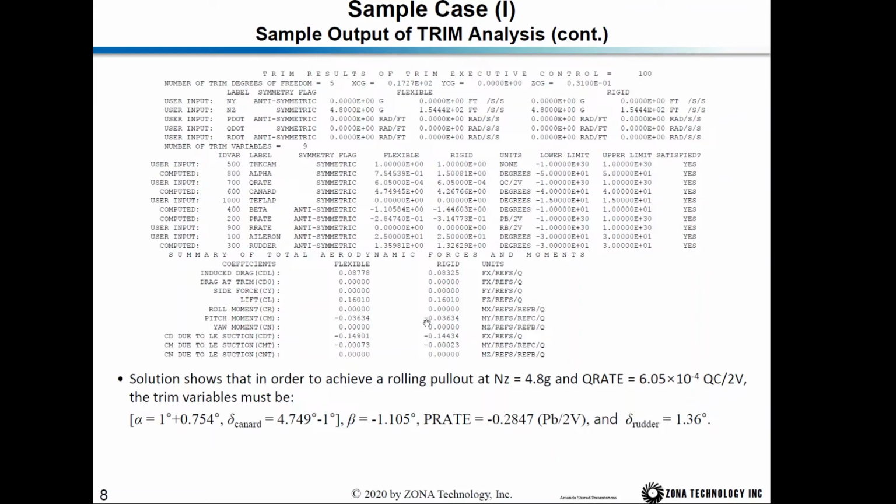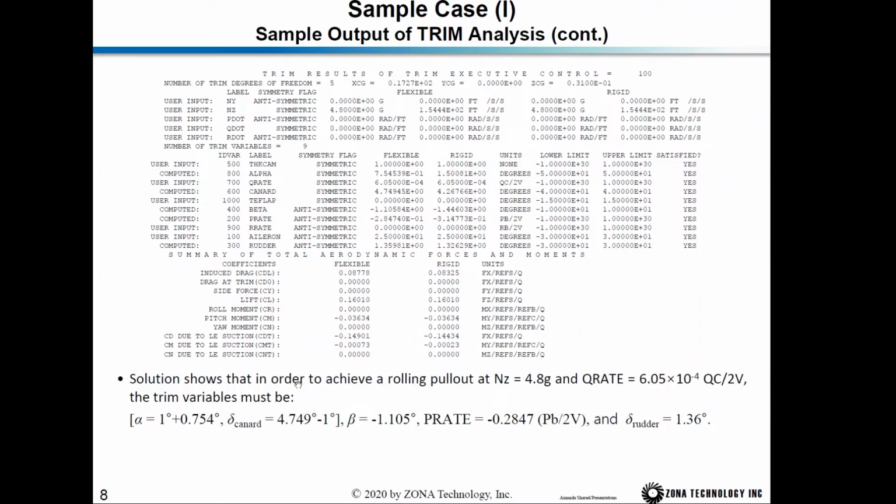and this value is not 0, because for the trim condition we have to satisfy the 0 moment. And why is it not 0? Because this moment is about the aerodynamic moment center. It's not about CG. However, if you convert this pitch moment to the CG, you will find out that the pitch moment is exactly 0.